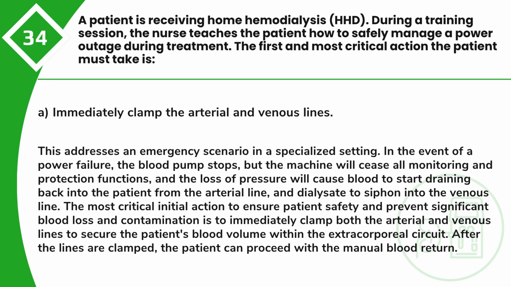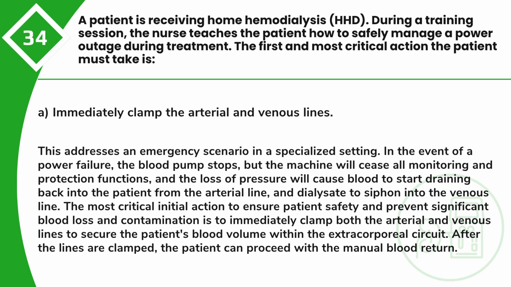Answer: A. Immediately clamp the arterial and venous lines. This addresses an emergency scenario in a specialized setting. In the event of a power failure, the blood pump stops, but the machine will cease all monitoring and protection functions, and the loss of pressure will cause blood to start draining back into the patient from the arterial line and dialysate to siphon into the venous line.